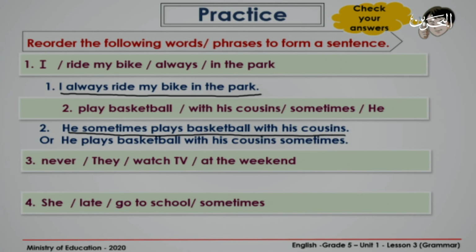Or you can say, he plays basketball with his cousins sometimes. What is the difference between the first and the second sentence? Yes, the adverb here comes after the subject, but here, the adverb sometimes is at the end of the sentence. Only the adverb sometimes can be at the end of the sentence, but it's preferable that you put it after the subject. Number three.